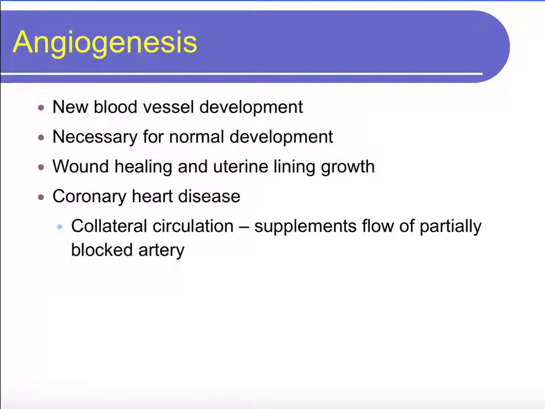The process of angiogenesis is to make new blood vessels. This is necessary for normal growth and development, but it's also necessary for things like wound healing or uterine lining growth. Also, if we have coronary heart disease, we can grow new blood vessels to supplement flow of partially blocked arteries.